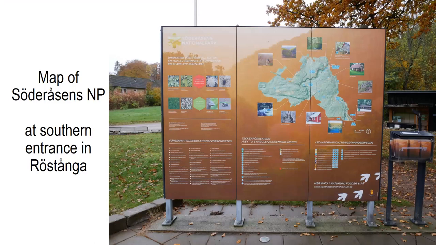So, Söderåsen's National Park was established in 2001, and while the exact number of visitors per year cannot be known exactly, an estimate might be 350,000 people. That's just under 1,000 per day. Abisko National Park, on the contrary, has an estimated number of 50,000 people per year. So the character of the two national parks, not only because of geography and weather and climate, but also because of the number of visitors, is quite different.